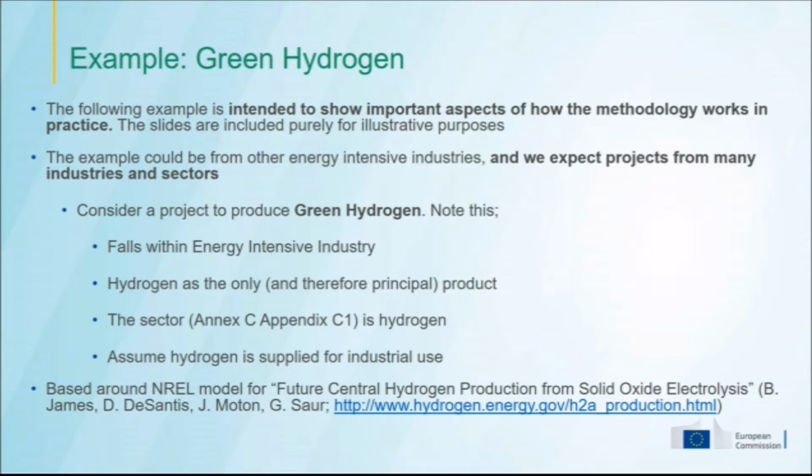Going through the slide, at the third point, we're considering a project to produce green hydrogen. It falls within the energy intensive industry. Hydrogen is the only, and therefore the principal, product. The sector is hydrogen, and there was a slide earlier from Maria which showed the different sectors, but this is definitely the hydrogen sector, and we're assuming that the hydrogen is supplied for industrial use. For people who want to really dig into this, there's a link to where the data for this example broadly came from. Next slide, please.